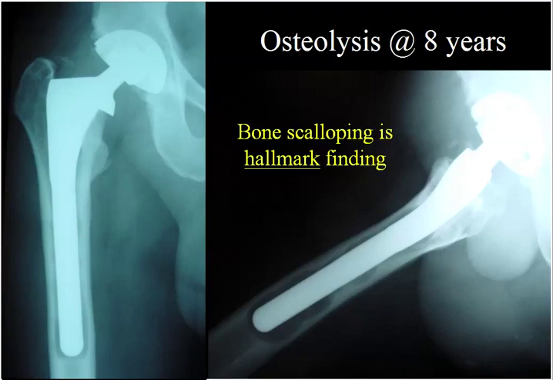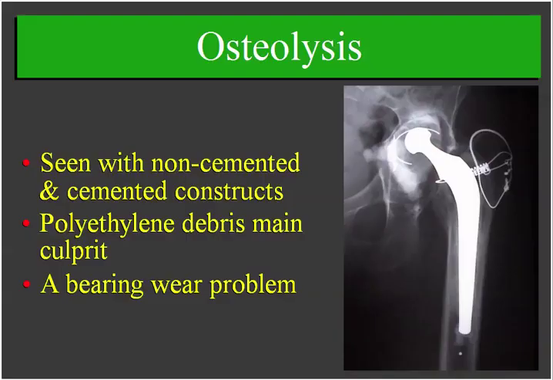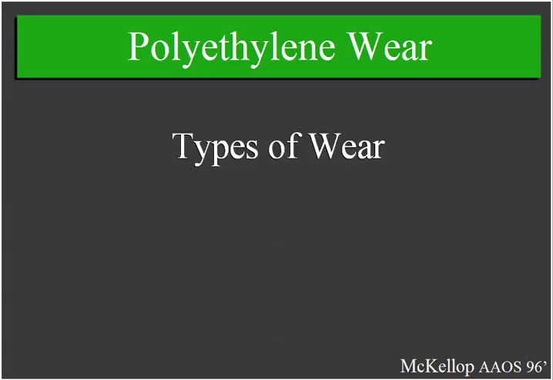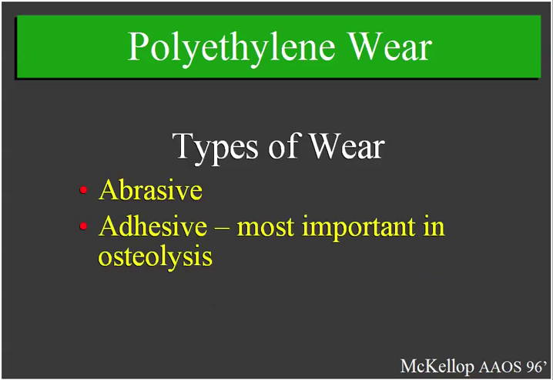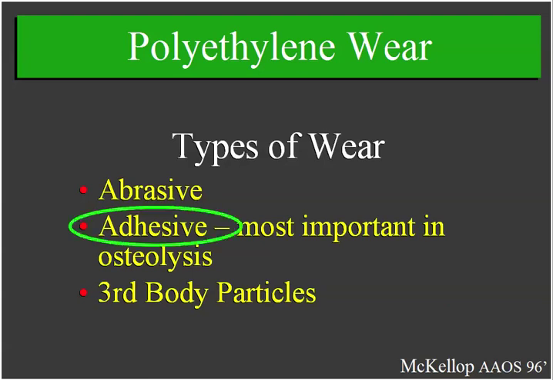It is seen with non-cemented and cemented constructs. Polyethylene debris is the main culprit in the traditional hip bearing construct. It is a bearing wear problem. The types of wear as described by Harry McKellop, he won the Charnley Award for this, is abrasive wear where you scratch some of the polyethylene off, adhesive wear, which is the most important reason for causing osteolysis. And then there's third body particles, which can get in the system and cause scratching. But adhesive wear is the most important.